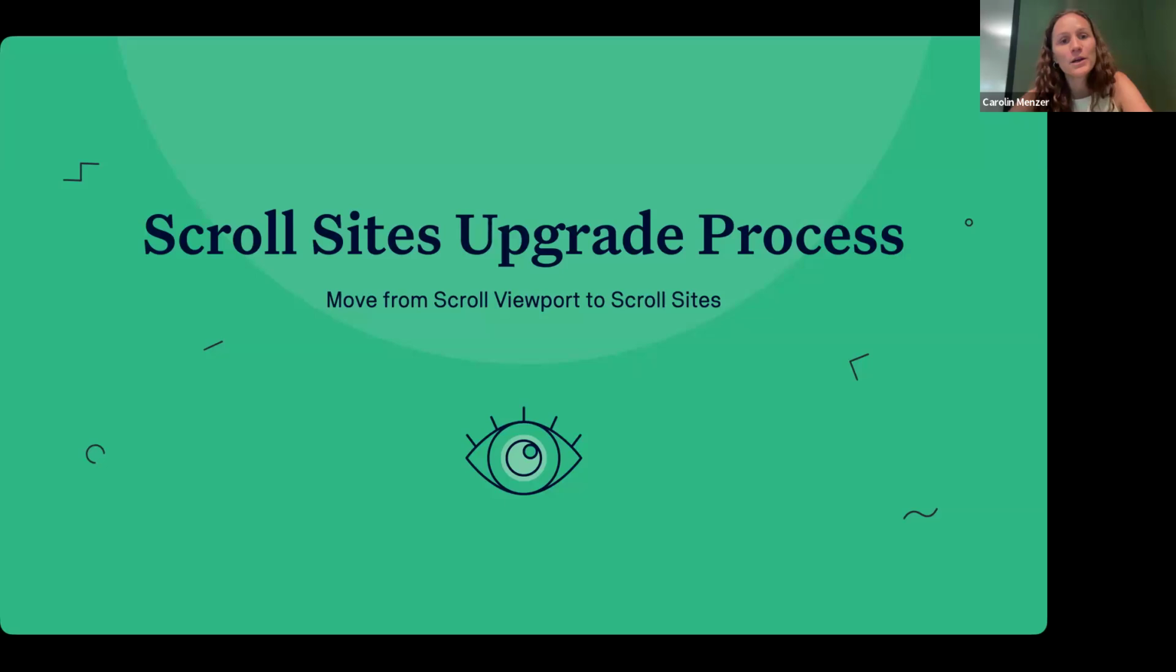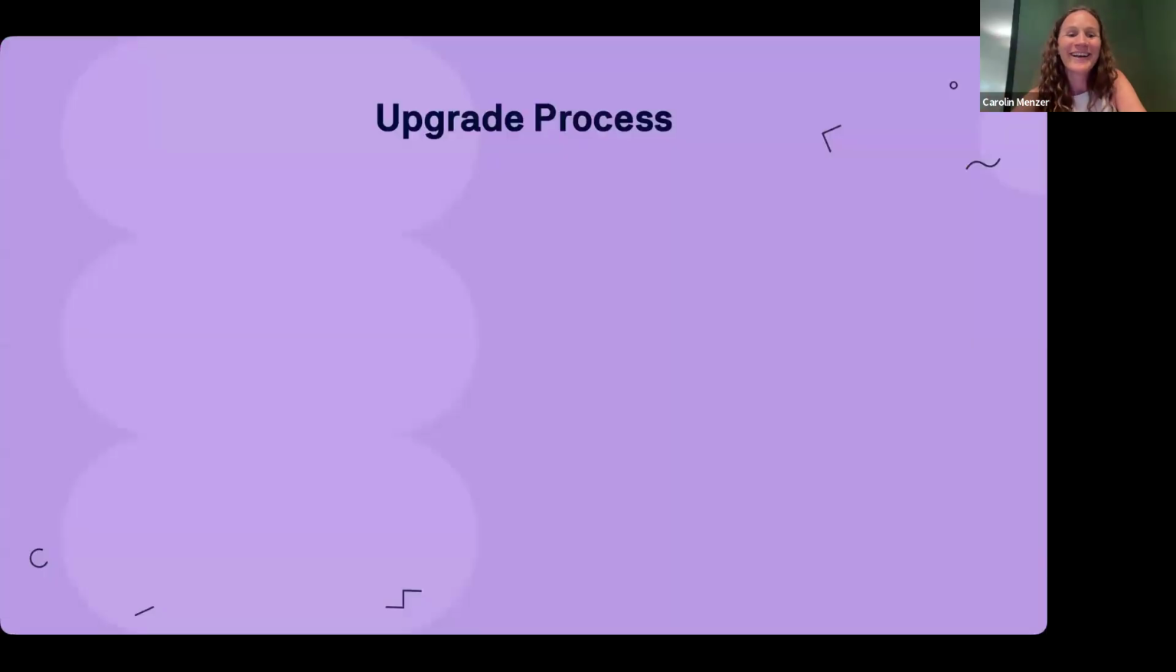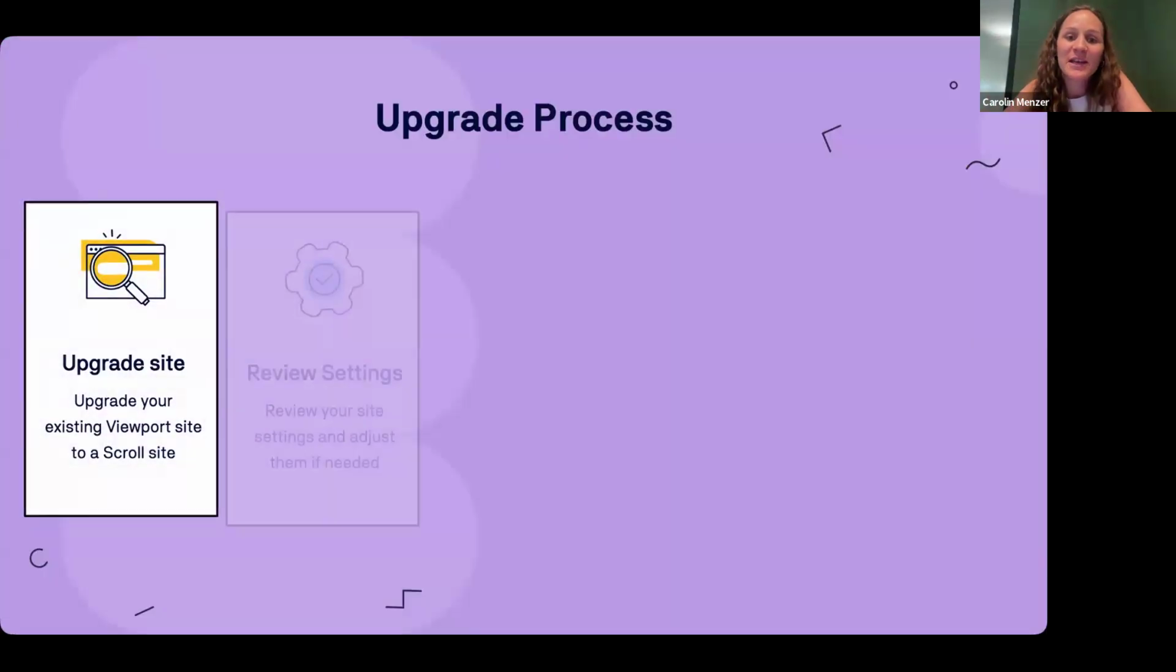We have made a new upgrade to the process. So right now you can move your Scroll Viewport site to Scroll Sites, if everything works correctly, without any downtime. So we now have a way to automatically move your custom domain and also your site access strategy to the new site. So the upgrade process has 5 steps.